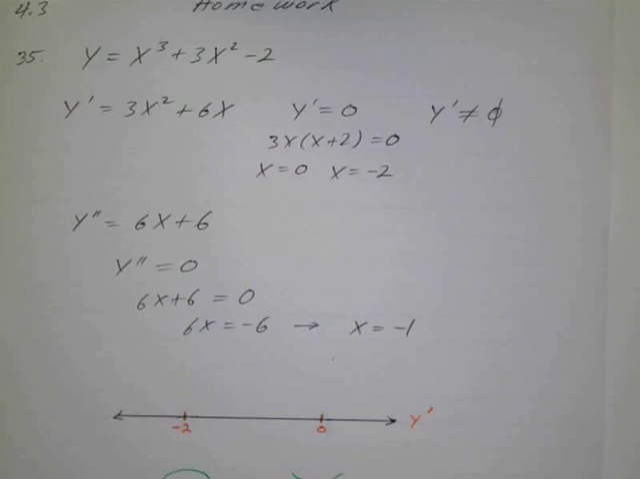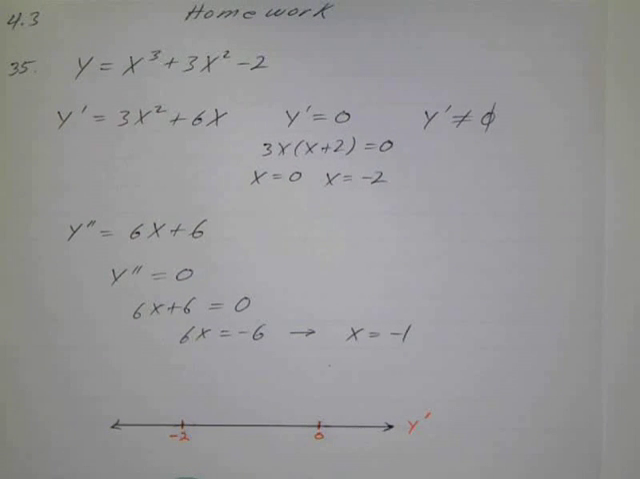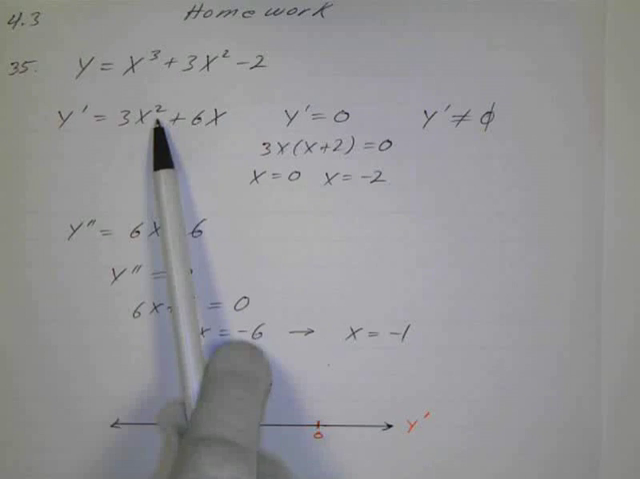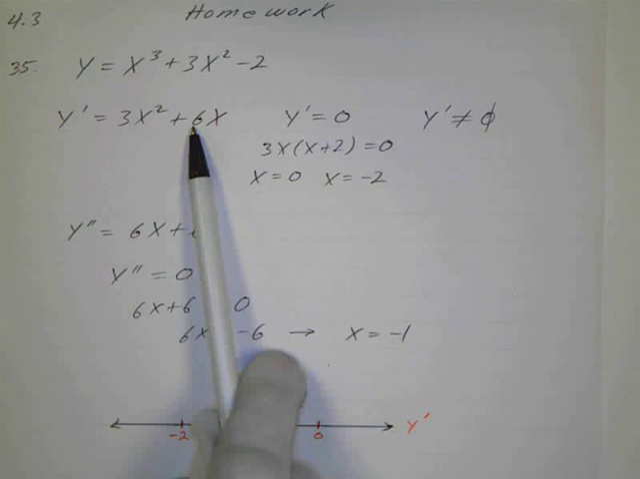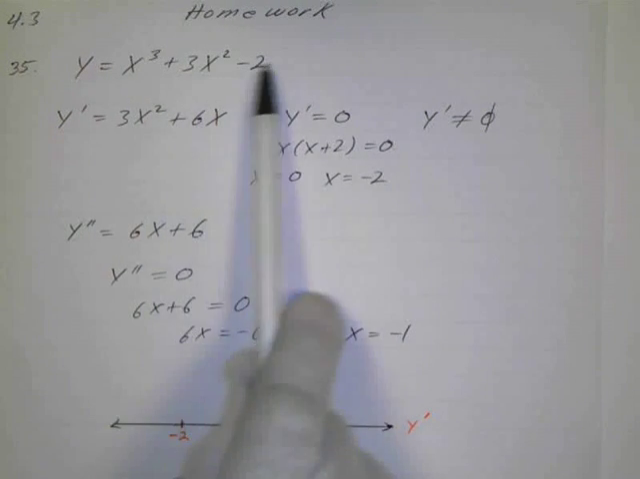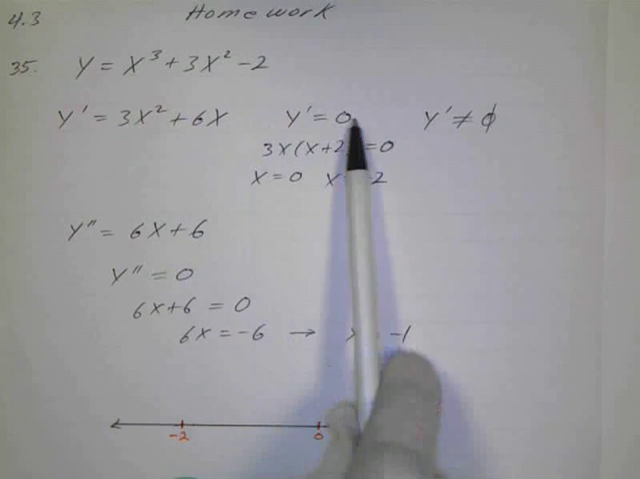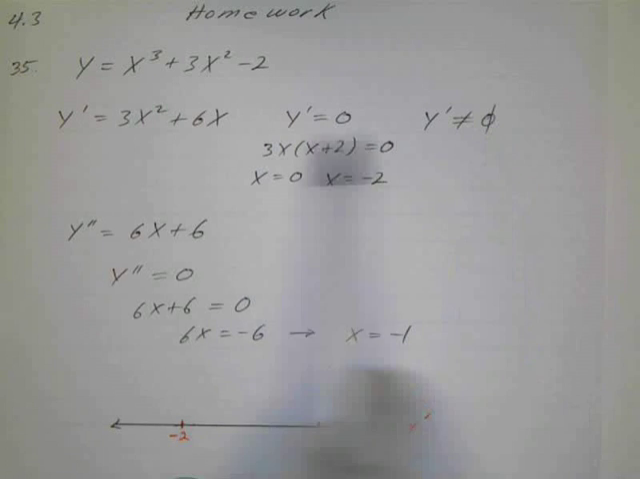35 is a similar function. Again, we do the same thing as the same problem types there. We take the derivative to find the first derivative, so we get 3x squared plus 6x. This is again our original function, x cubed plus 3x squared minus 2. Is it equal to 0? Yes. Is it undefined? No. So we just set it equal to 0.